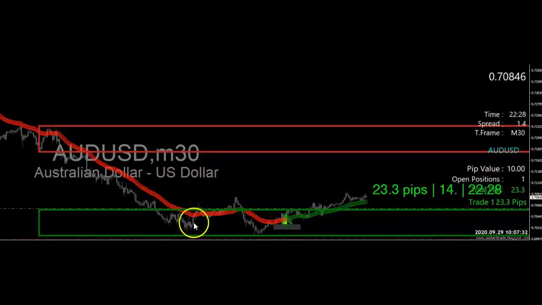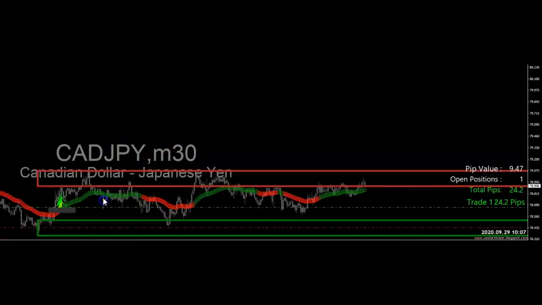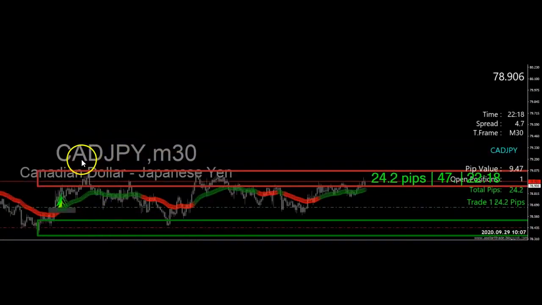Then you have AUD JPY, I'm sorry, AUD USD. It's right there. You all can see the symbols right there, and you can see I'm up 23 pips on that one. Let's go to the C, which is CAD JPY. And as you can see, I'm up 24 pips on that one. Signal came in right here. Took a while, but it's heading in the right direction.